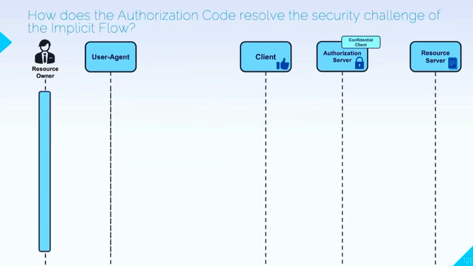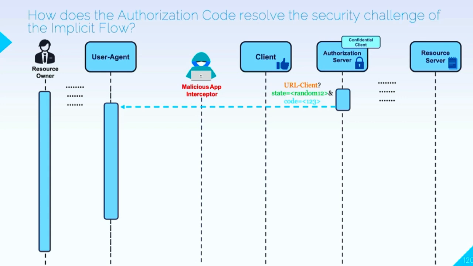Now let's see how the authorization code flow solves the security challenge of the implicit flow that we covered in the last lesson. Once again, we have the same malicious application, an interceptor that's capable of monitoring and intercepting browser or network traffic. At the same point in the flow, when the authorization server redirects the resource owner back to the client via the user agent, instead of providing the access token directly in the URL as in the implicit flow, it provides an authorization code.